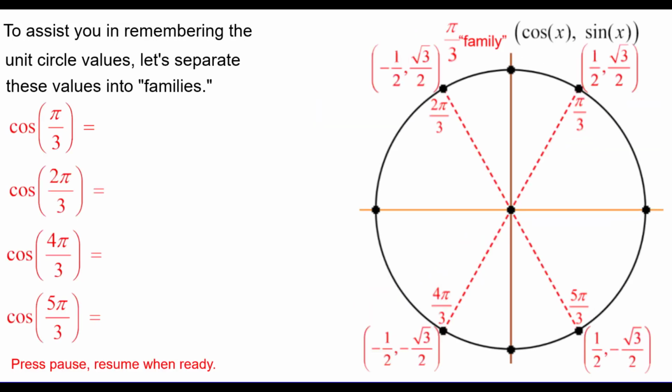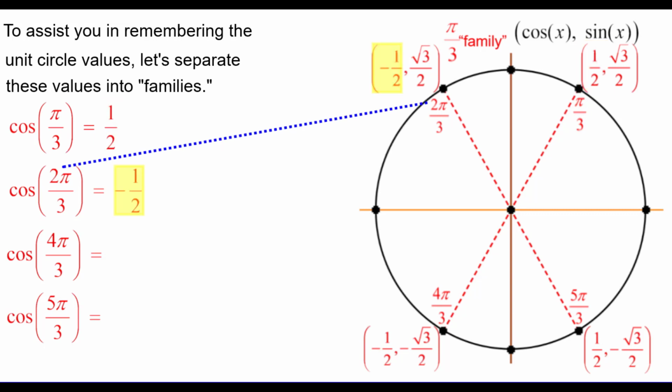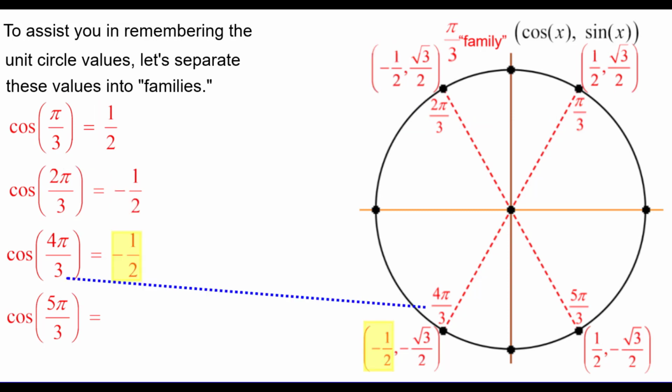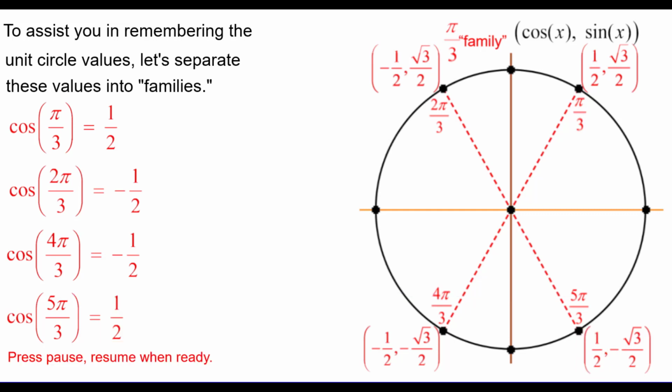Pi over 3 family, these are the 4 values you should know. Press pause to figure them out. Resume when you're ready. Cosine of pi over 3 is positive 1/2 in the first. Cosine of 2 pi over 3 in the second quadrant is negative 1/2. Cosine of 4 pi over 3 in the third quadrant is negative 1/2. And the cosine of 5 pi over 3 in the fourth quadrant is positive 1/2. Press pause, resume when you're ready.